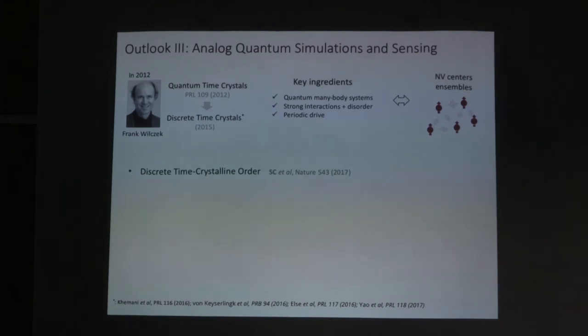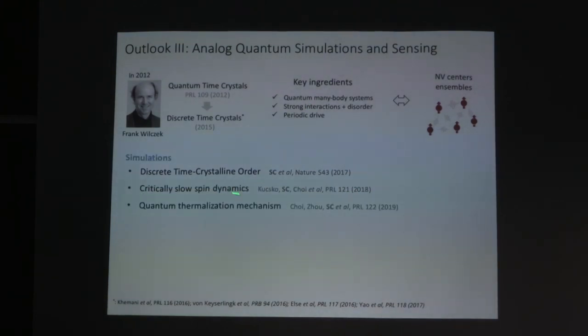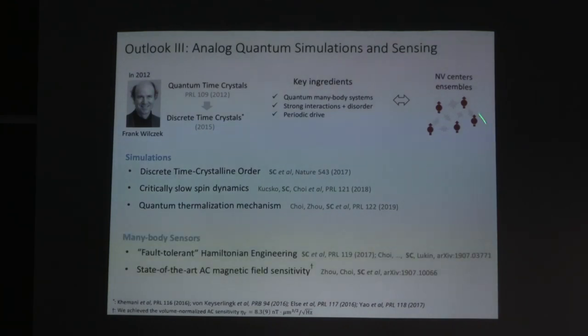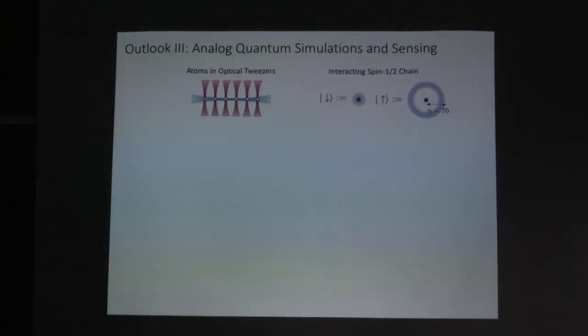And not only this DTC order, any quantum simulation that relies on this many-body system, interaction, disorder and periodic drive, we could do it. For example, the slow spin dynamics predicted by Anderson about 50 years ago, or probing thermalization. More recently, we designed how to manipulate the dynamics of the system, turning their interaction on and off at will. And we use those techniques to build a quantum sensor out of it and achieve a sensitivity that's beyond the existing technology. And it's in the review process now.